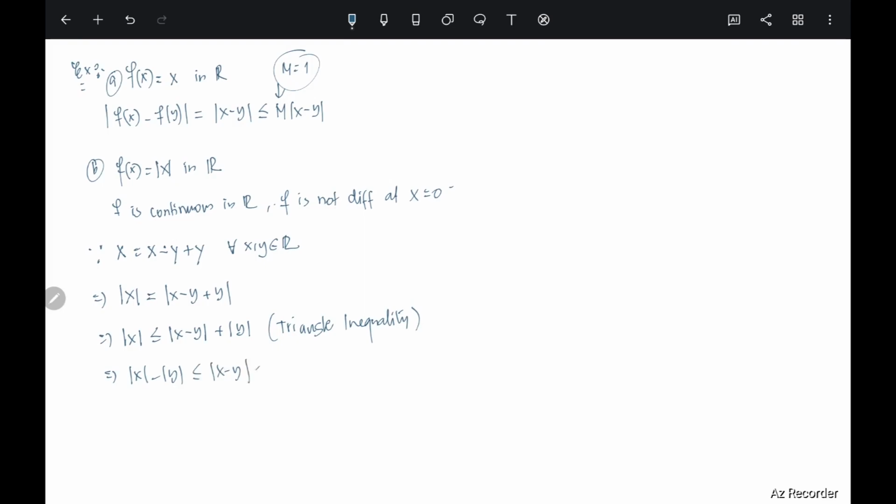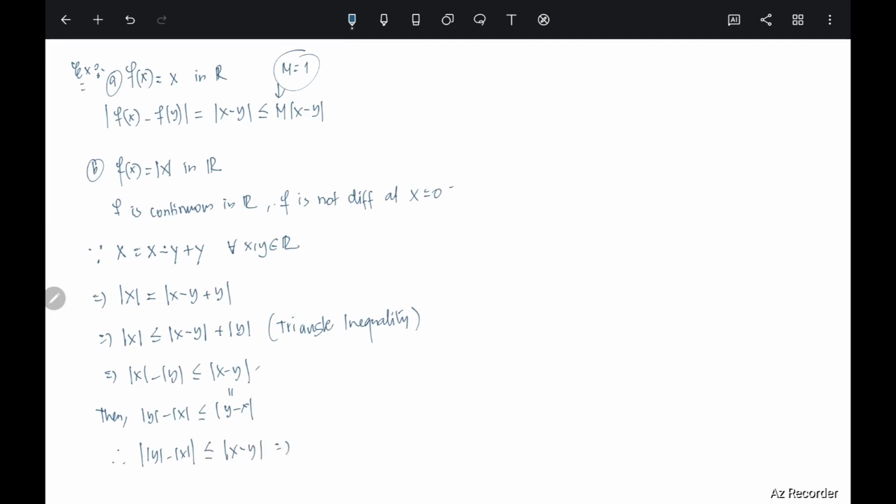|x - y|, right? So you see, it doesn't really matter if you are writing x and y. If you replace x and y with y and x, then by symmetry basically, you also have |y| - |x| is less than or equal to |y - x|, right? And since |x - y| and |y - x| are basically the same thing, these are basically the same, right? Therefore, you can write that the modulus of |y| - |x| is always less than or equal to |x - y|.